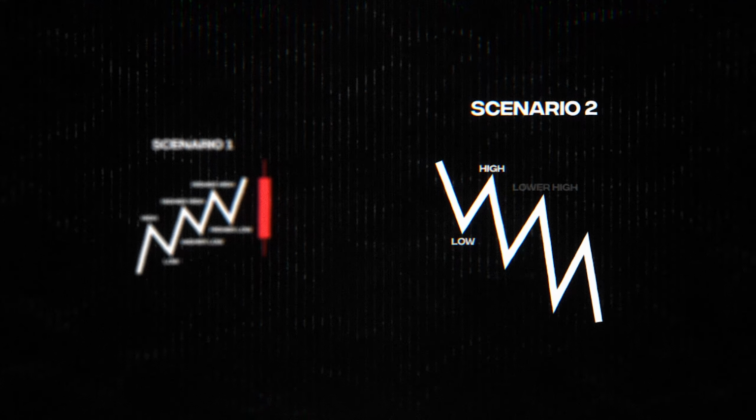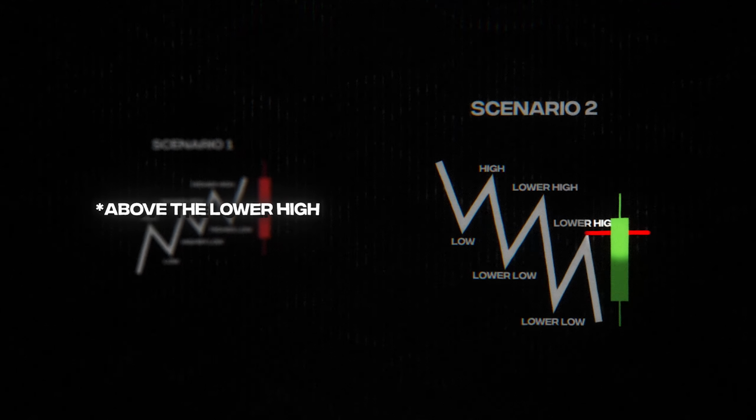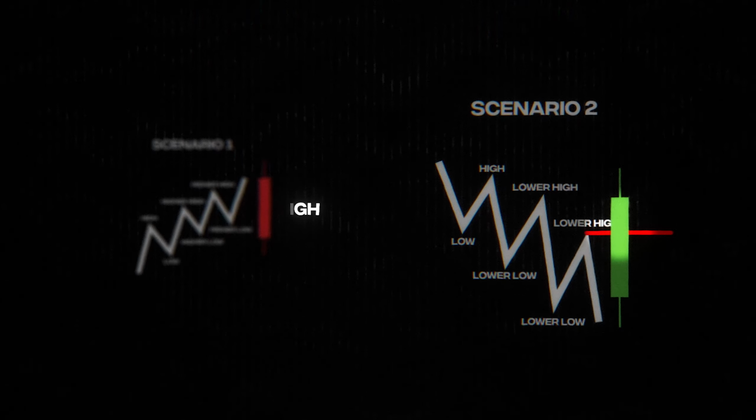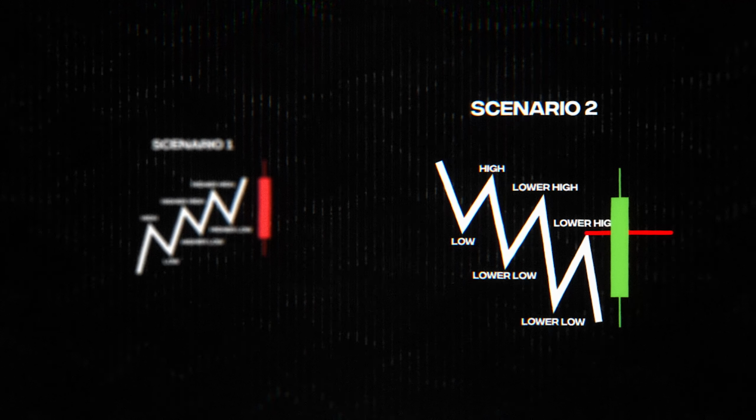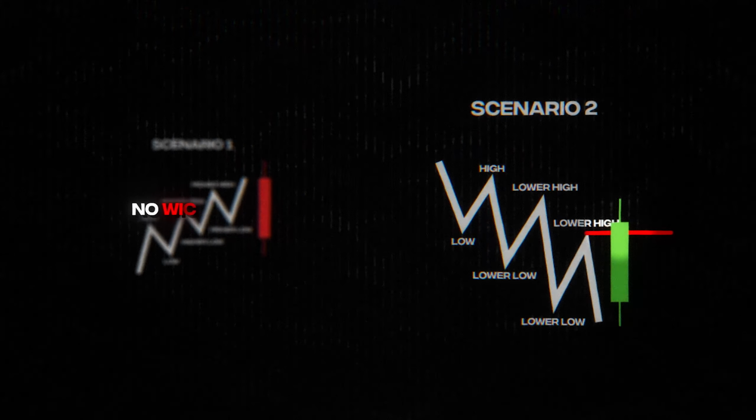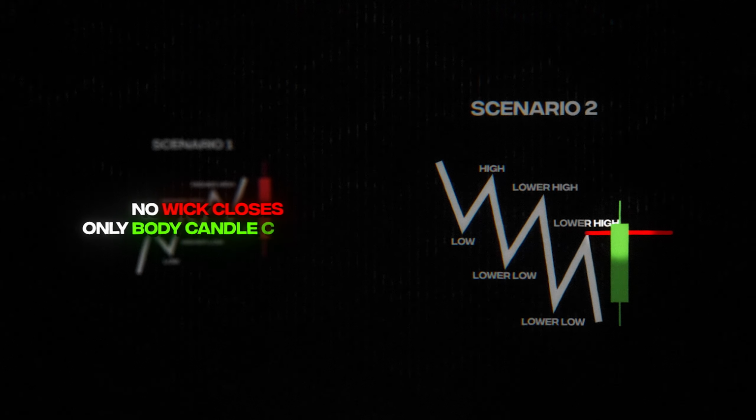Scenario number 2. In a bearish market, I want to see a break above the lower high. Similar to scenario 1, I must wait for a body candle close above the lower high in order for me to consider this a market structure shift to the upside. Remember, no wick closes, only body candle closes.